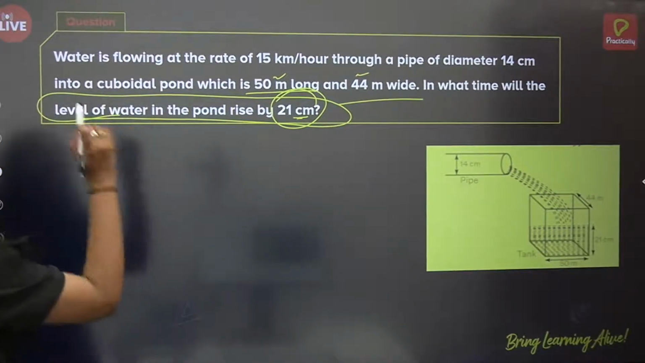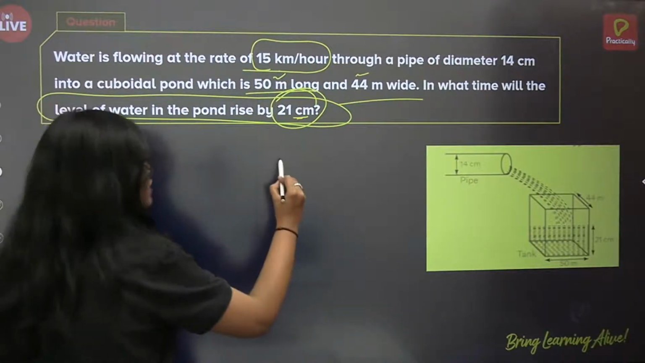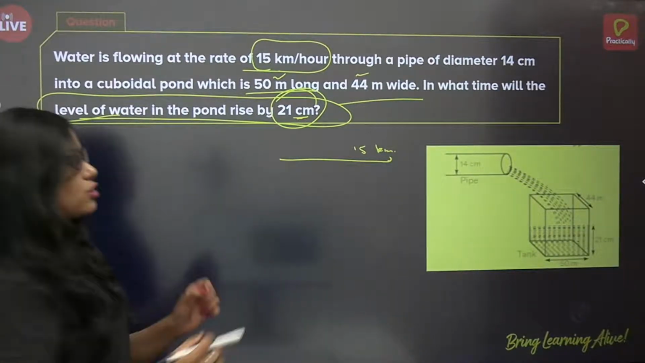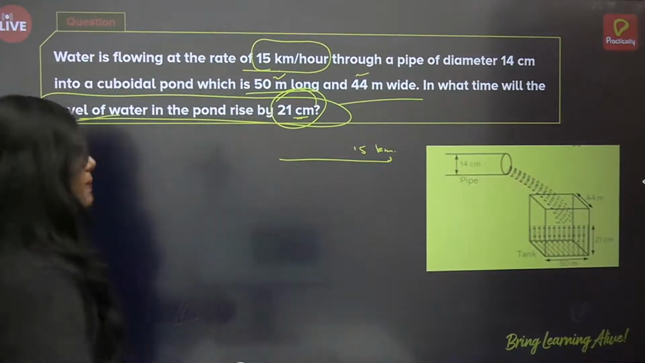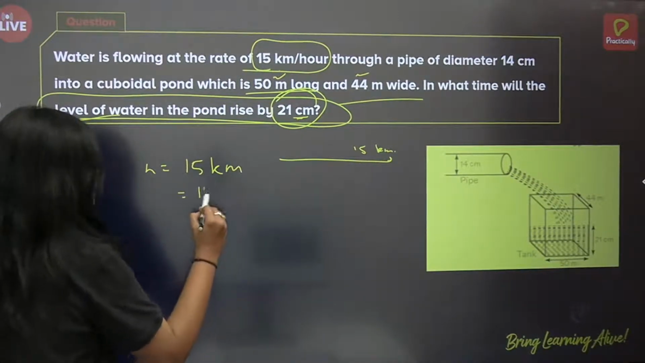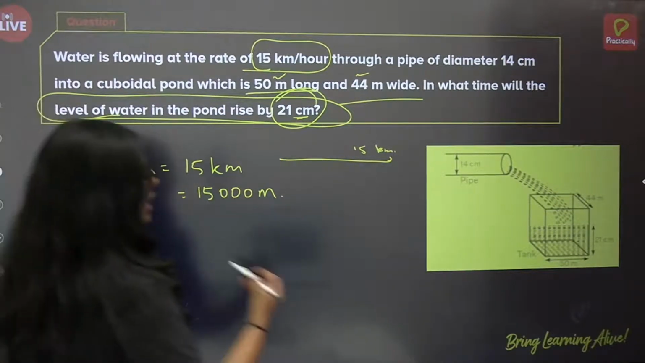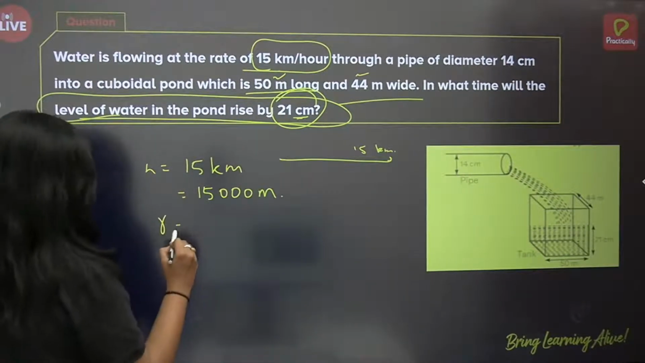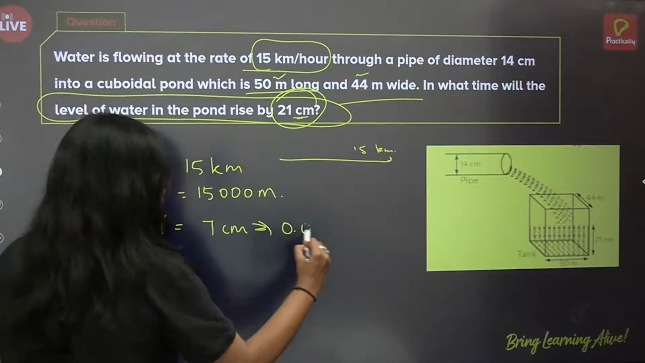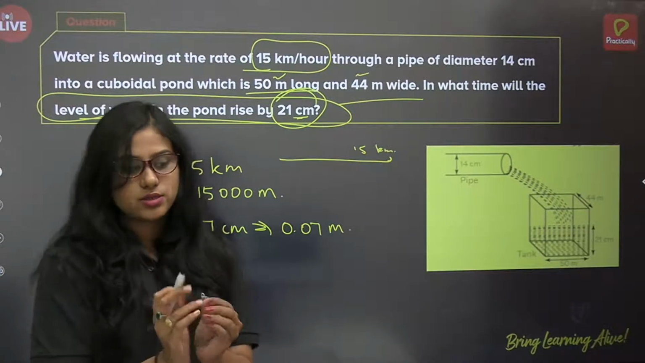Okay. Now, water is flowing at the rate of 15 kilometer per hour. So in 1 hour, it is traveling 15 kilometer. That is nothing but the length, or you can say height, of the cylindrical pipe, correct? So height is equal to 15 kilometer, that is nothing but 15,000 meters, right? Next, diameter is 14 centimeters. So radius is equal to 7 centimeters, which is nothing but 0.07 meters. So I am converting everything into meters, okay?